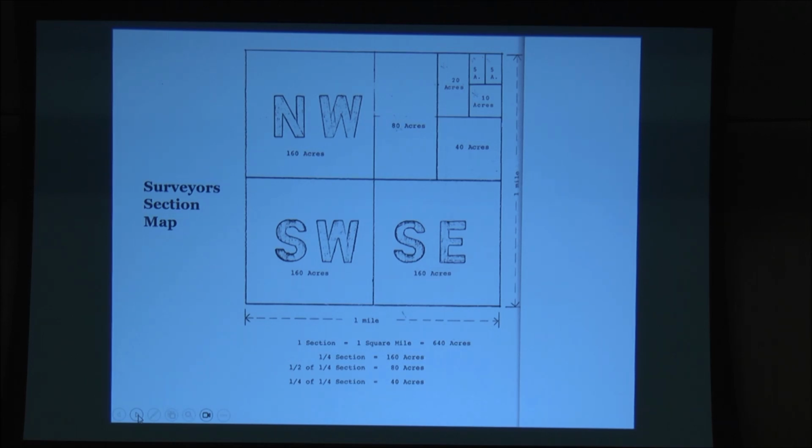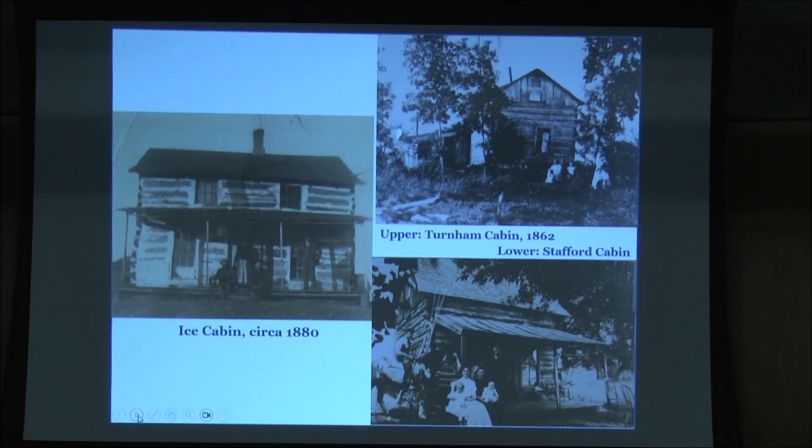I tried to find some pictures of cabins of what early settlers were living in, and the 2 cabins on the right were a little bit earlier. They're in the late 1850s to early 1860s. The Trinum cabin was kind of closer to Long Lake. I was not able to find where the Stafford cabin was located. Both of these pictures came from the Western Hennepin County Pioneer Association.